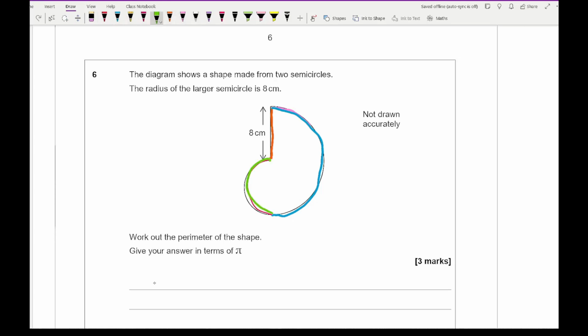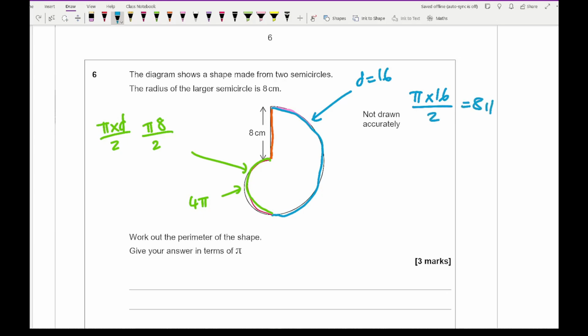There we go. Now this is basically going to be 2 pi r divided by 2. Actually, let's use pi times the diameter divided by 2, so that's going to be pi times 8 divided by 2, so this length here is 4 pi. Then looking at the blue length, that's going to have a diameter of 16, so that's going to be pi times 16 divided by 2, which equals 8 pi. So this length here is 8 pi.